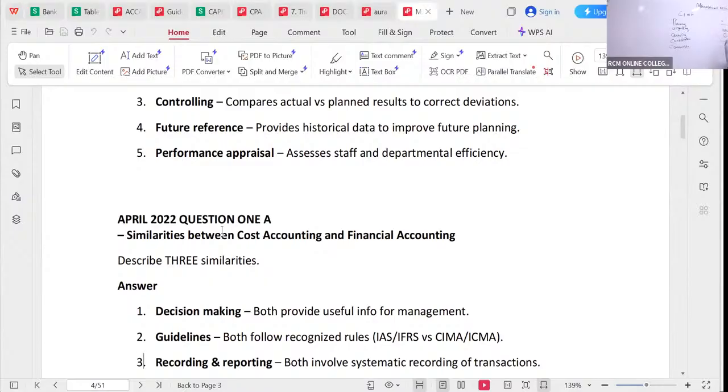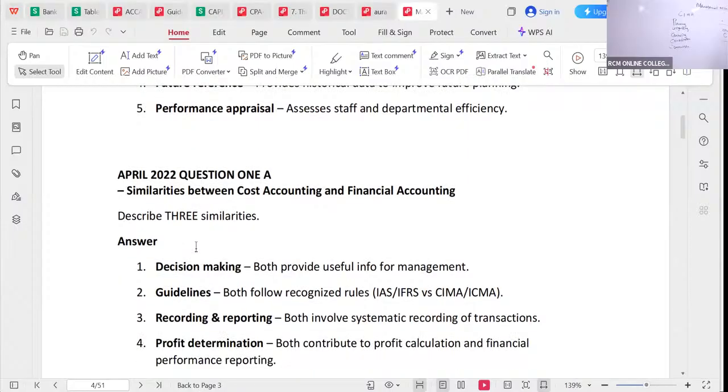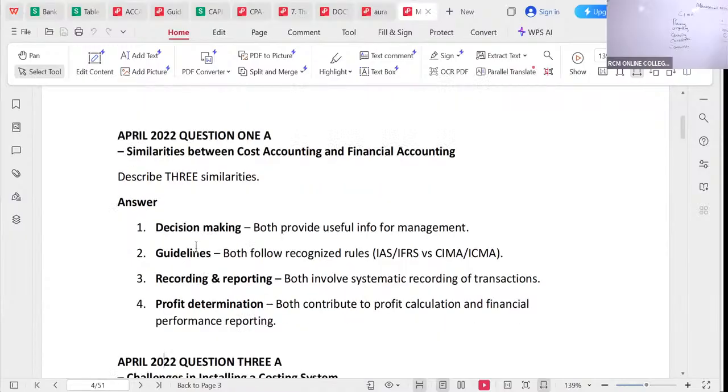Both are useful in terms of recording and reporting. Both involve systematic recording of transactions and profit determination. Both contribute to profit calculation and financial performance. Even costing, because in financial accounting we still have to do cost of sales. We have cost of sales in financial accounting, isn't it? Of course, we don't get into very detailed granularity, but we are still able to do costing there.